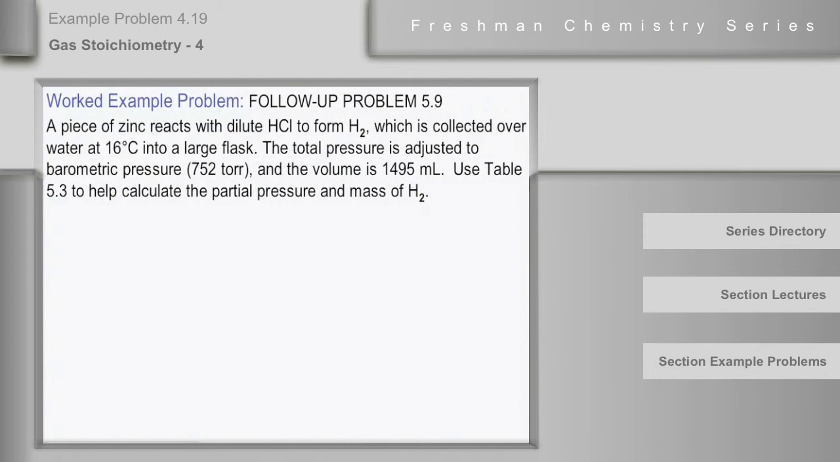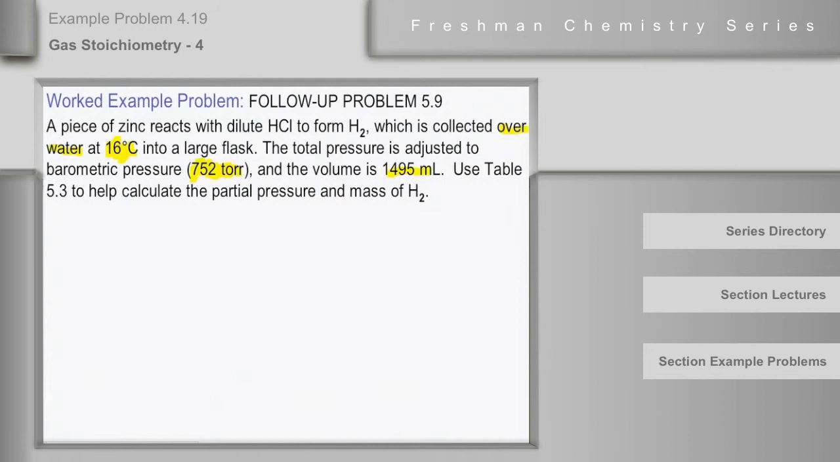In this problem, we generate hydrogen using zinc and hydrochloric acid. And the hydrogen is collected over water at 16 degrees Celsius. The total pressure in the collection of gases is 752 torr, which includes the contribution from the hydrogen and the contribution from the water vapor, since it was collected over water. Total volume was 1,495 milliliters. Use table 5.3 to help calculate the partial pressure and mass of hydrogen.